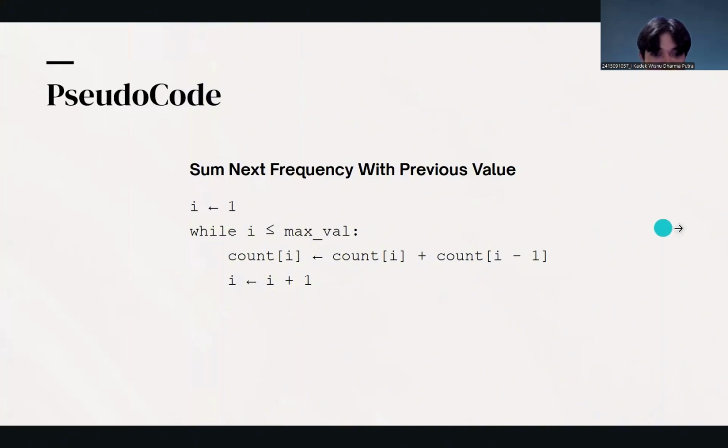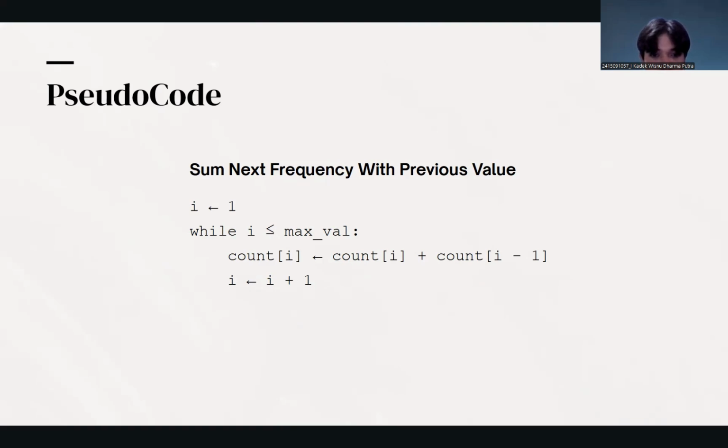Next. After we find the frequency of each value, we need to sum the next frequency with the previous value. So here we create the I variable with the value 1, and we use a while loop where the condition is I is lower than or the same as max value.